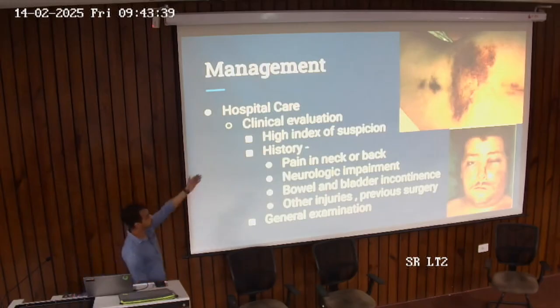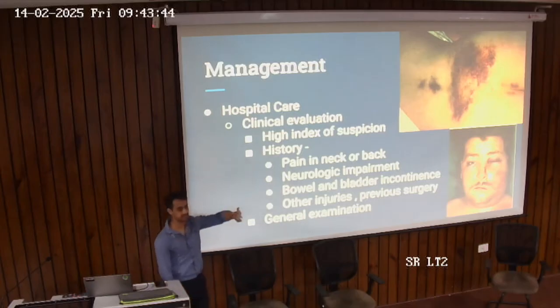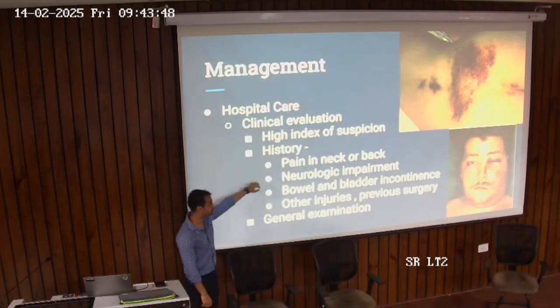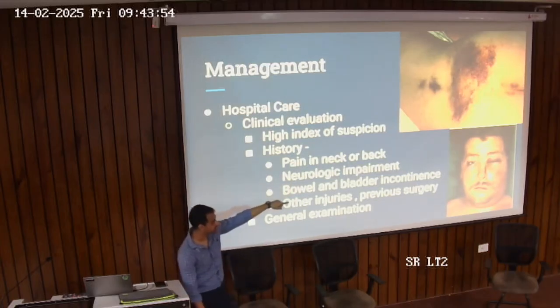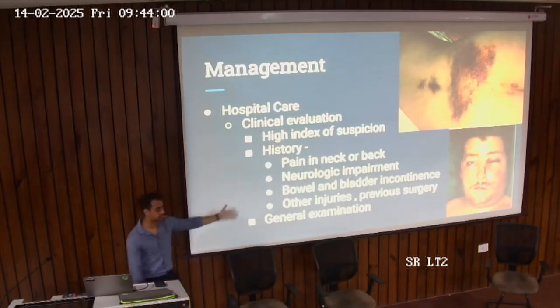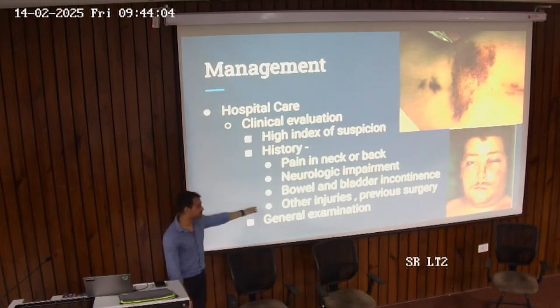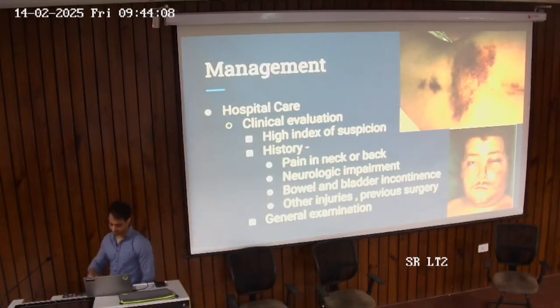Okay, so again, patient has reached the hospital. Maintain the high index of suspicion that there is a spine injury until proven otherwise. You ask the history, there is pain in neck or back. You check for neurological impairment. You look for signs of injury, which can be a hematoma or contusion, or it can be like this when there is head injury or cervical injury. Ask for bowel and bladder incontinence if the patient was able to pass stool or urine after the injury. Check for other injuries and previous surgeries for history, and then do the general examination.